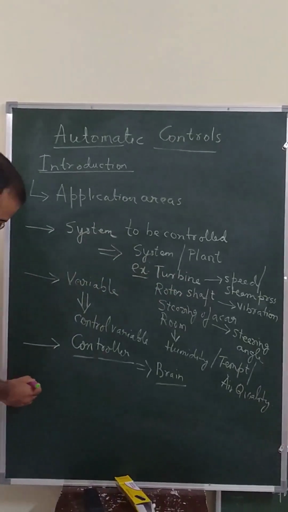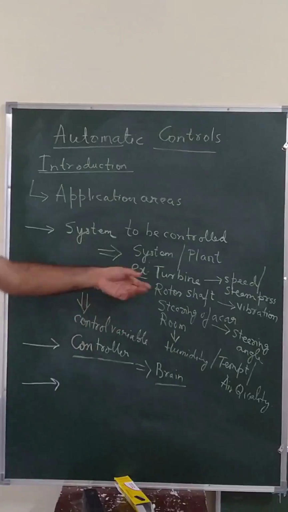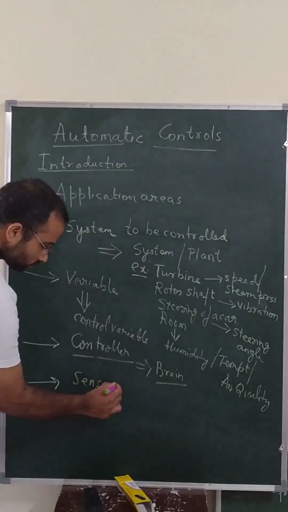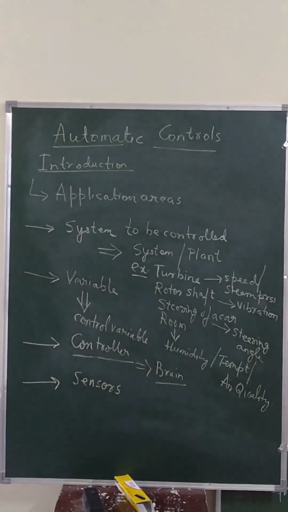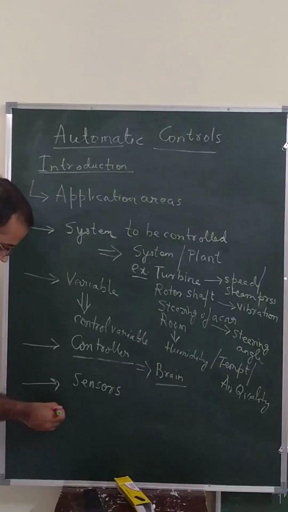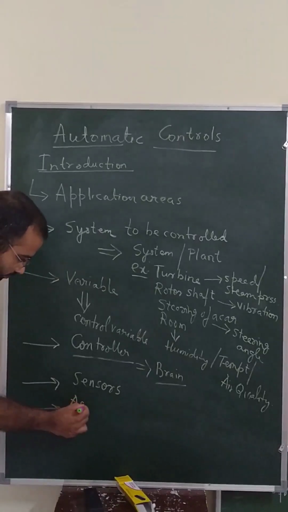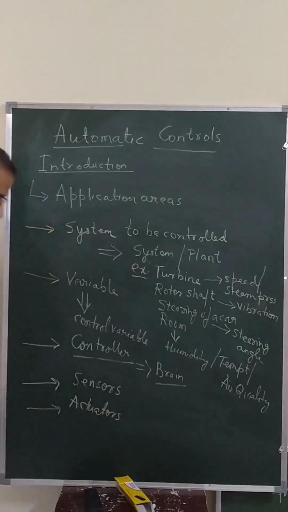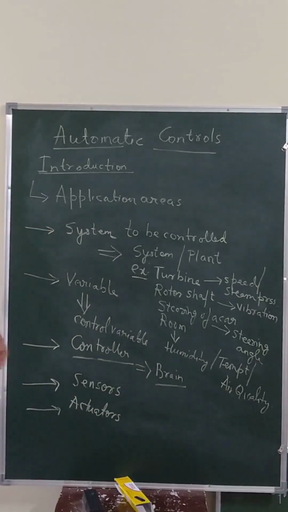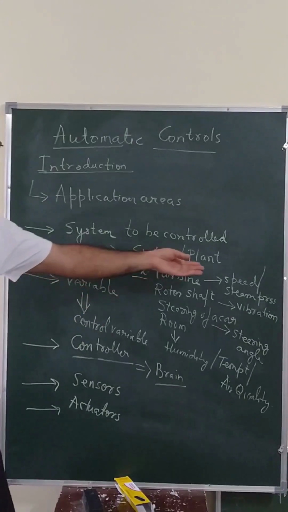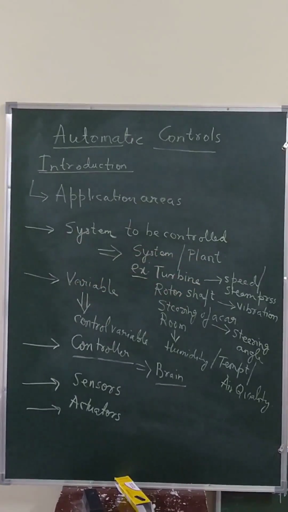Then, as I just said, there are sensors in the system which sense the control variable inside the system. And then there are actuators in a control system. Actuators are the things which take control action inside the plant or the control system.